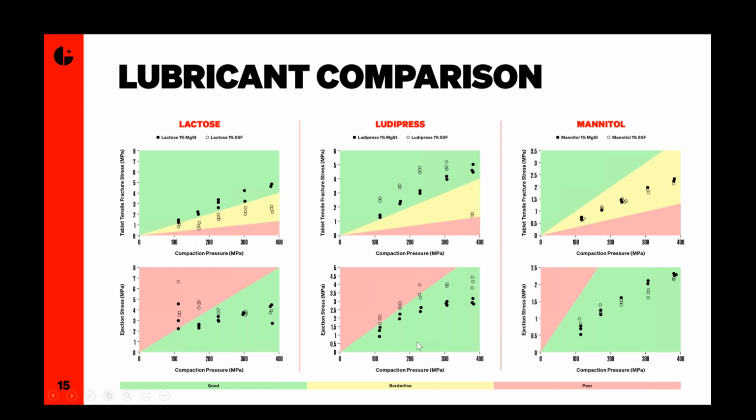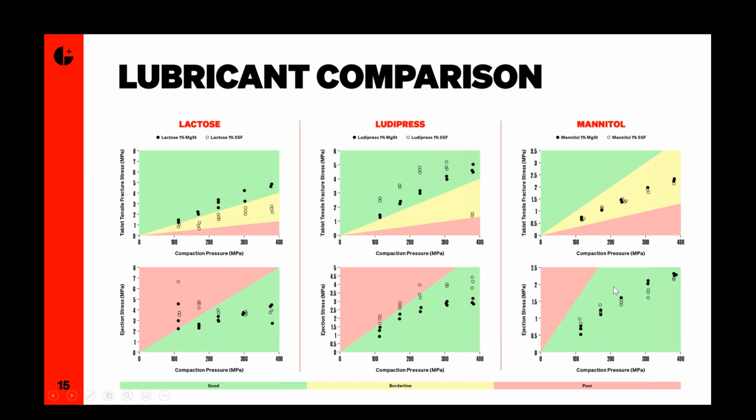In the lower graph, we can also see that the magnesium stearate tablets are displaying lower ejection stress values. So in this instance, the magnesium stearate is also the better lubricant. So again, I think you'd be likely to choose the magnesium stearate as your lubricant. If you knew that you really needed the extra tablet strength and you were going to be staying at low compaction pressures, then you might be happy with the SSF. But I think on the whole, you'd be likely to pick magnesium stearate.